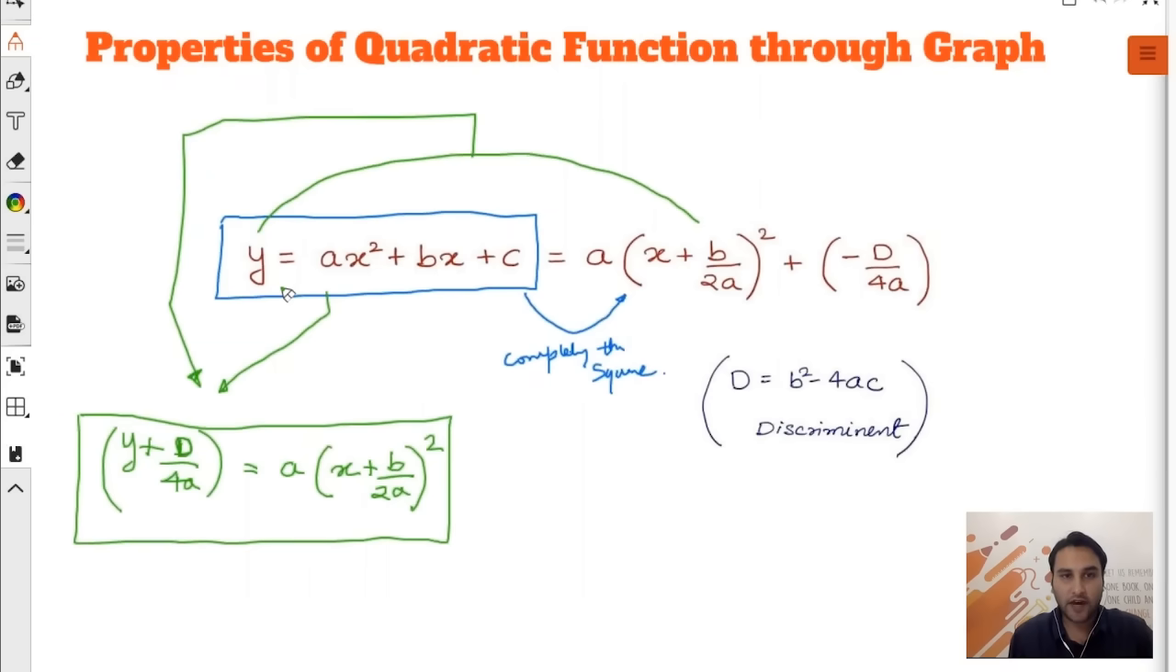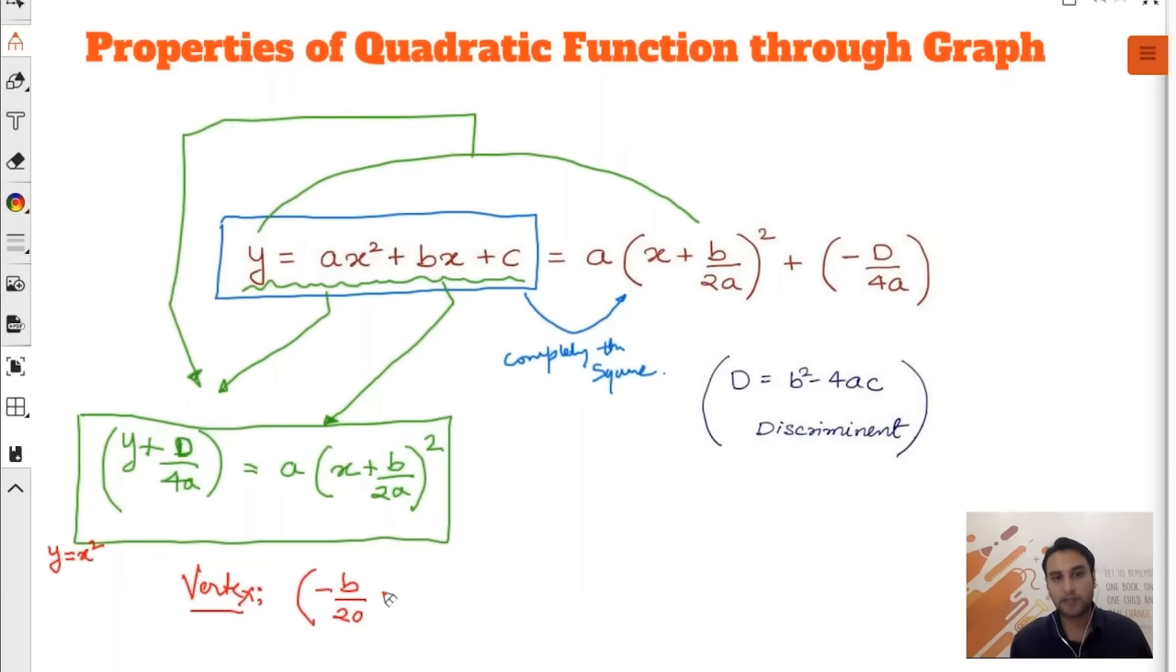What I am telling you, y is equal to ax square plus bx plus c, remember, can always be written like this. As soon as you know this, done. It immediately tells you that any quadratic graph is nothing but the transformed graph of y equal to x square. Because of x plus b by 2a, the x coordinate of the vertex, remember x plus 2 shifts it to minus 2, so x plus b by 2a shifts the x coordinate of the vertex to minus b by 2a. Because of y plus d by 4a, the y coordinate of the vertex shifts to minus d by 4a. Please, please, please note it down.